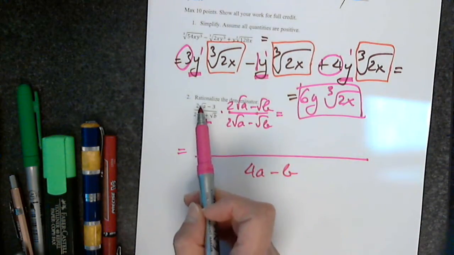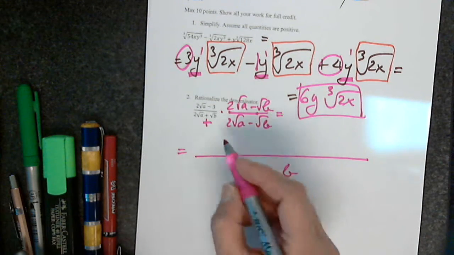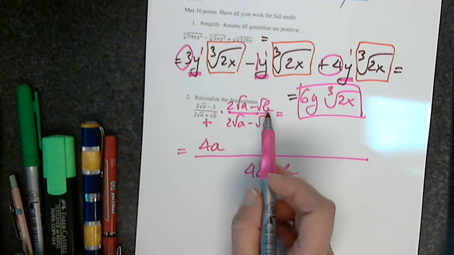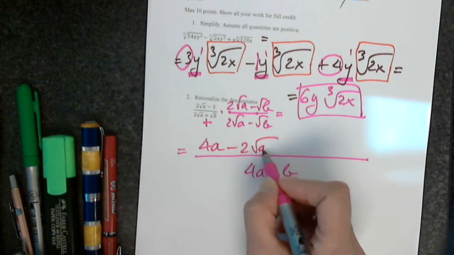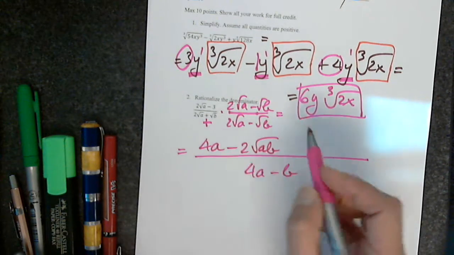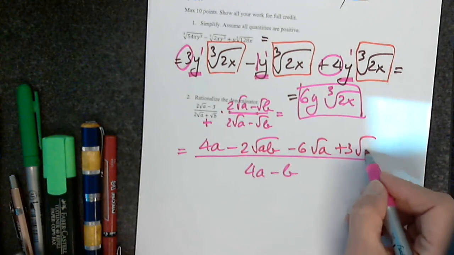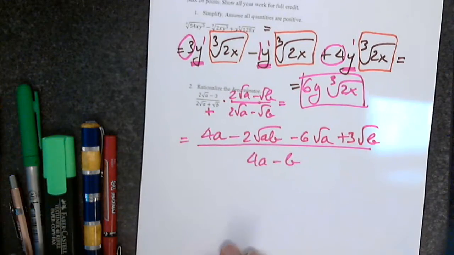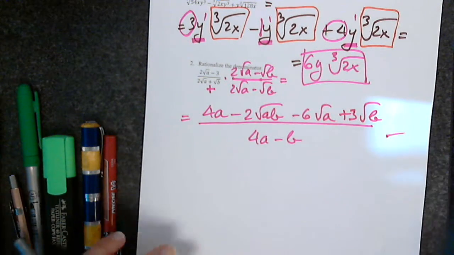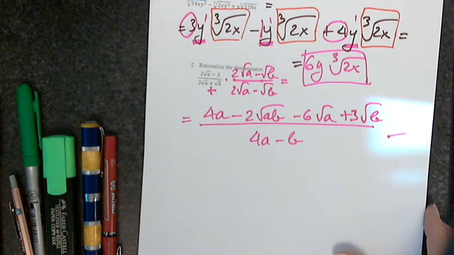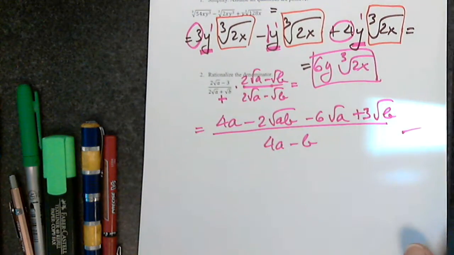Now the numerator, 2 the square root of a times 2 the square root of a is indeed 4a. 2 the square root of a times negative the square root of b will be negative 2 the square root of ab. Negative 3 times 2 is negative 6 the square root of a, and then positive 3 the square root of b. And this is final. There is nothing else. Any questions? Okay.